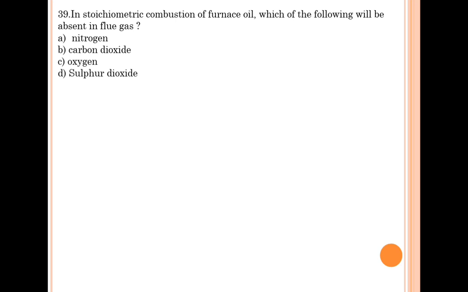Question 39. In stoichiometric combustion of furnace oil, which of the following will be absent in flue gas? As we know, stoichiometric combustion is the complete combustion without any excess air. That means here, which of the following will be absent in flue gas? That should be oxygen. So here the answer is option C, oxygen.